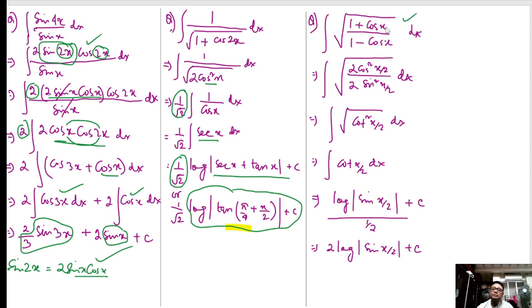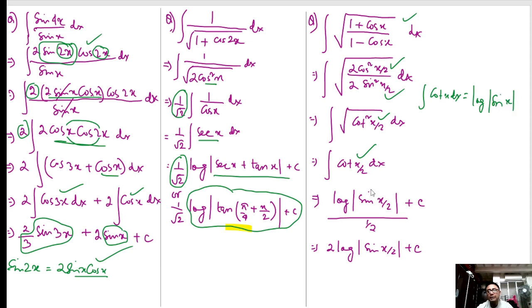Similarly, this sum, root over 1 plus cos x is 2 cos square x by 2, 1 minus cos x is 2 sin square x by 2. 2 cuts, it is cot square x by 2, which will become cot x by 2, and integration of cot x is log sin x. Integration of cot x dx equal to log mod of sin x.